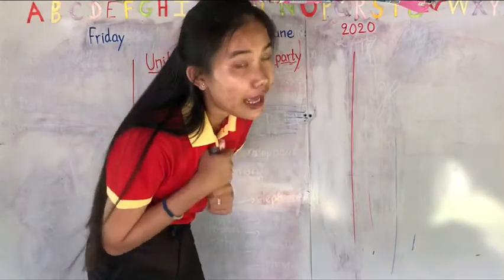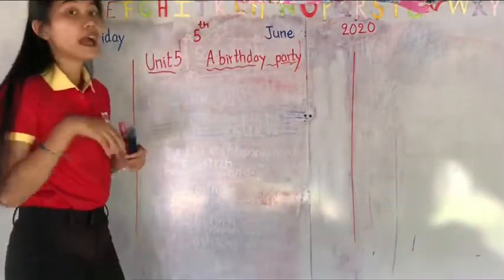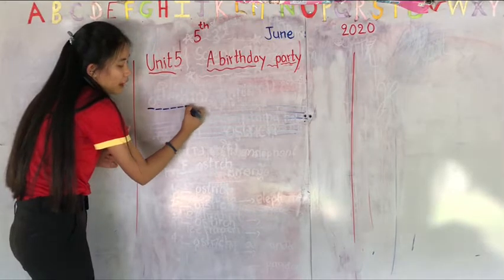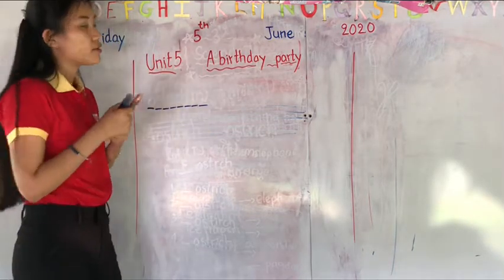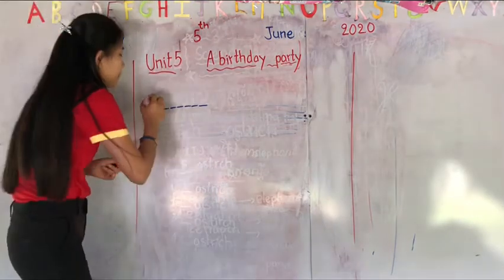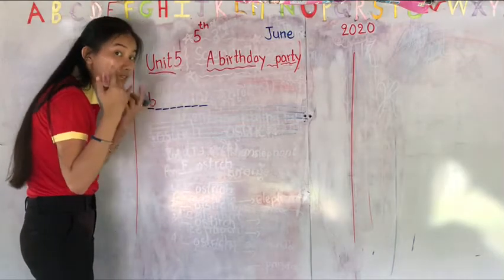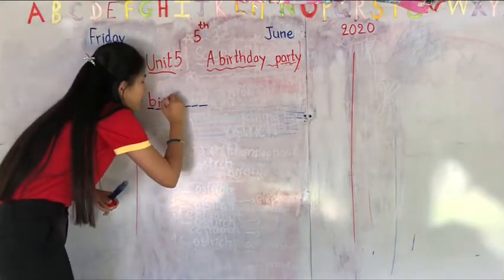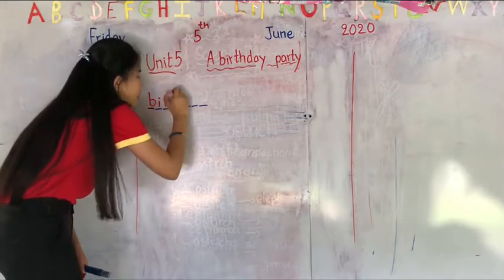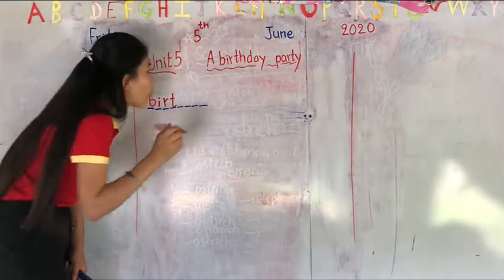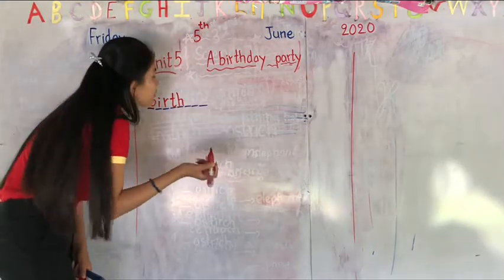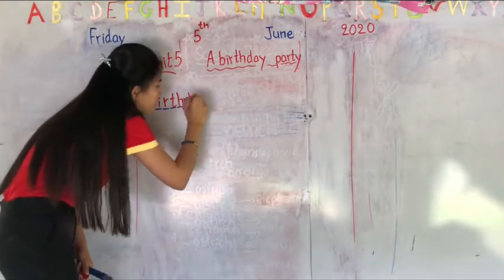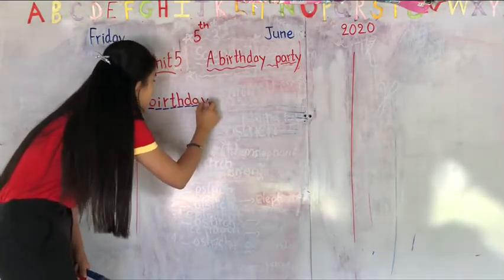So how do you spell the word birthday? Now count with me. How many letters? 1, 2, 3, 4, 5, 6, 7, 8. Good job. The first one, B, stands for the word ball. I stands for the word ring. R stands for the word tiger. T stands for the word hippo. H stands for the word dog. A stands for the word ant. And the last, Y, stands for the word jack.